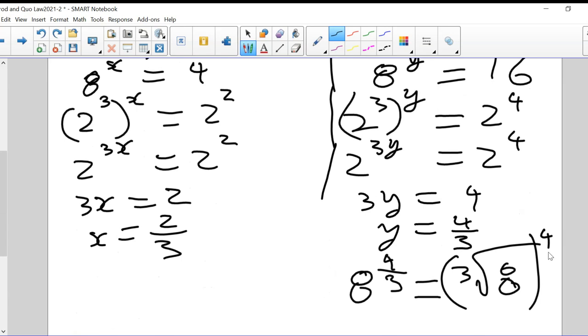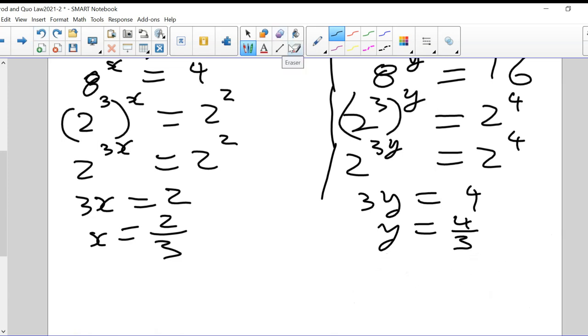Oh, that's ugly. Let me fix that. That's hideous. Hang on, folks. Let me undo that. Make that look a little bit nicer.